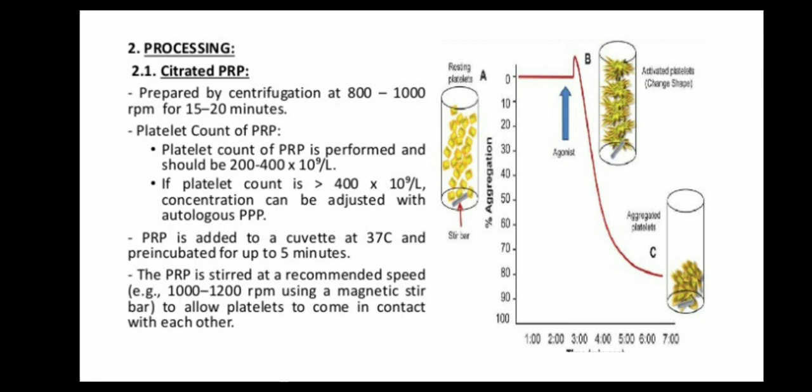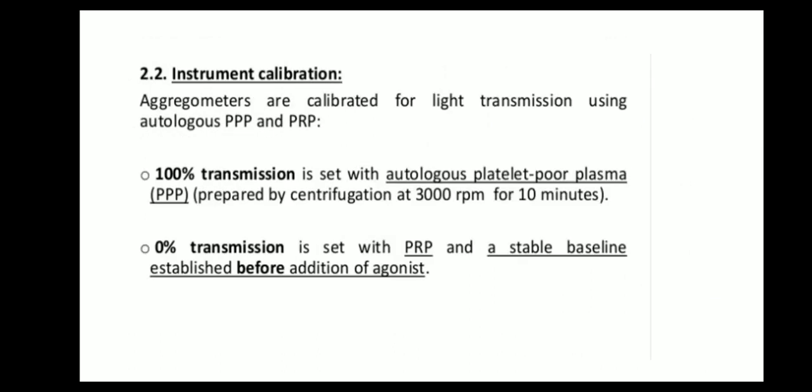Citrate, how do you process the specimen? Citrated PRP is prepared, that is platelet rich plasma. This is prepared by centrifugation at 800 to 1000 rotations per minute for 15 to 20 minutes. Platelet count should be 2 lakh to 4 lakh, and if it is more than 4 lakh, the concentration will be adjusted with autologous platelet poor plasma. Platelet rich plasma is added to the cuvette at 37 degrees centigrade and pre-incubated for 5 minutes. The platelet rich plasma is stirred at a recommended speed, that is 1000 to 1200 rpm, using a magnetic stir bar in order to allow the platelets to come in contact with each other.